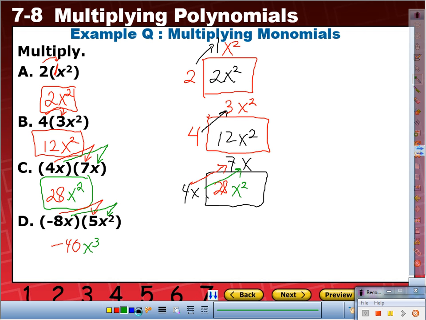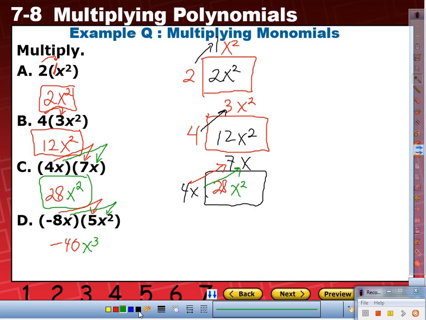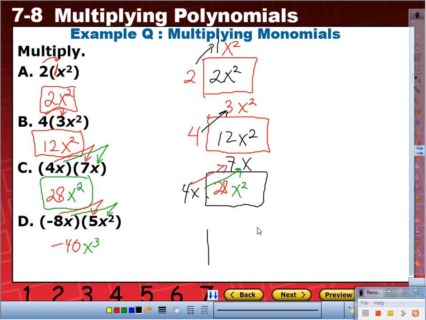Okay, and then your area model, once again, you draw your rectangle. Here it is. Negative 8x, 5x squared. Negative 8 times 5, that's negative 40. And x times x squared becomes x cubed. Okay? And if you forgot your properties, when we're multiplying variables that have the same base, exponential expressions, what happens to the exponents? We add. Are we there?